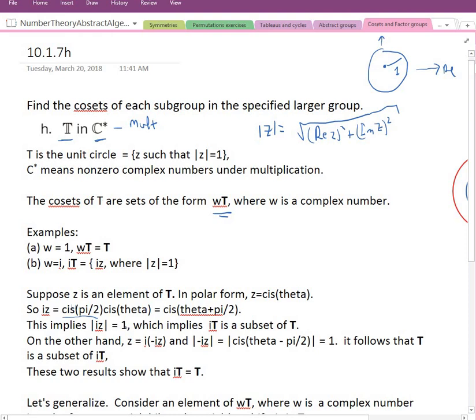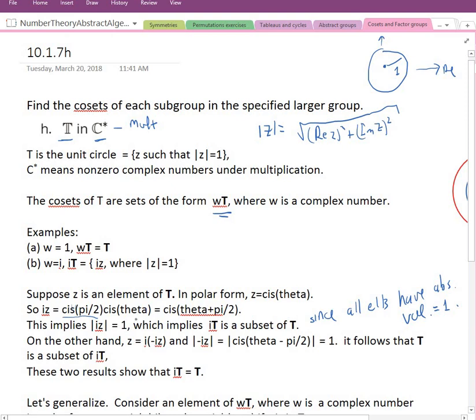What does that tell us? This IZ is in IT. It's an arbitrary element of IT. But all the elements in IT satisfy that the norm, the absolute value, is 1. So that means that IT is a subset of T, since all elements have absolute value 1. Okay. So IT is a subset of T.